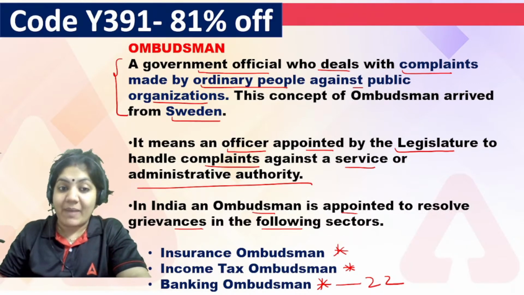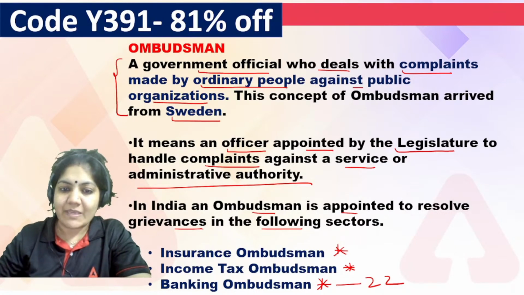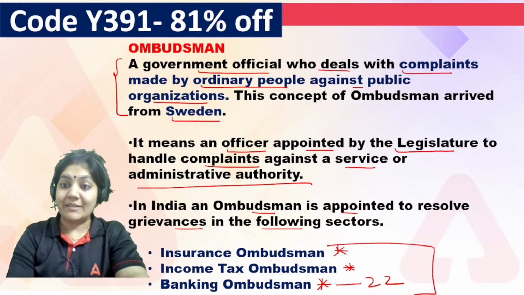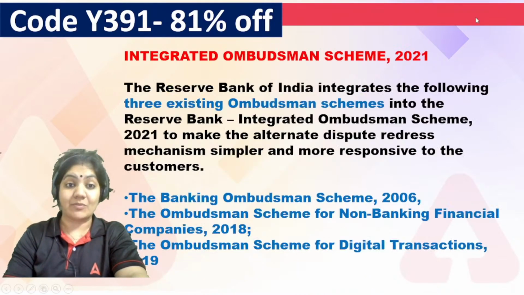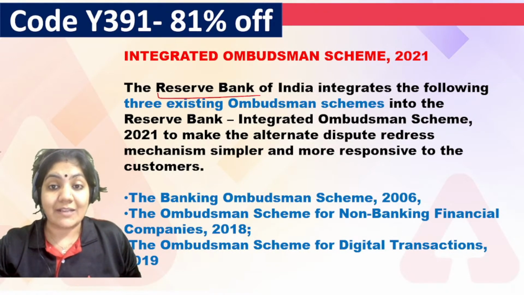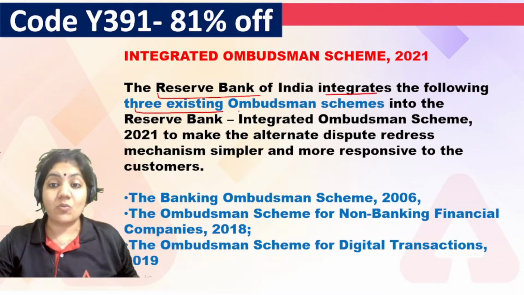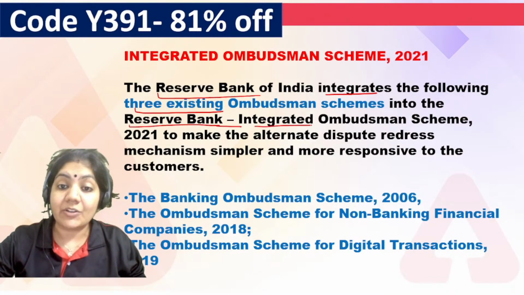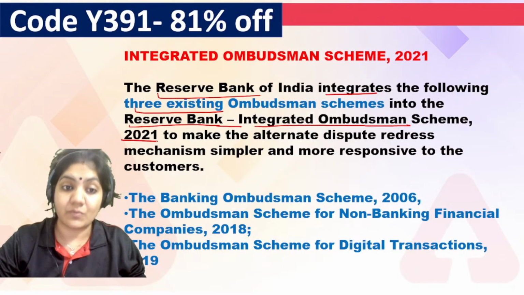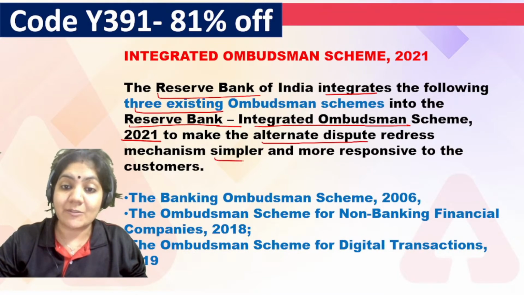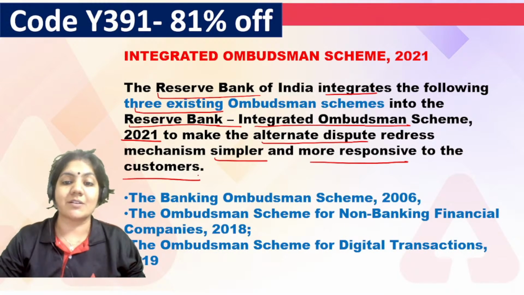So the integrated banking ombudsman simply means integration of all these three into one. That's why it is called the integrated banking ombudsman. Now see what the integrated banking ombudsman is. The Reserve Bank of India has integrated the following three existing ombudsman schemes into the Reserve Bank Integrated Ombudsman Scheme 2021, to make the alternate dispute redressal mechanism simpler and more responsive to the customer.